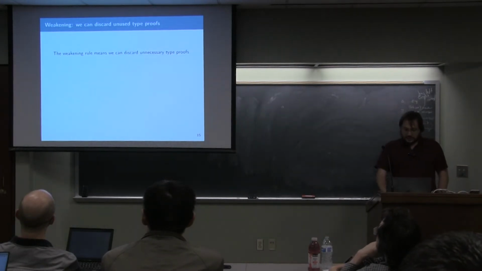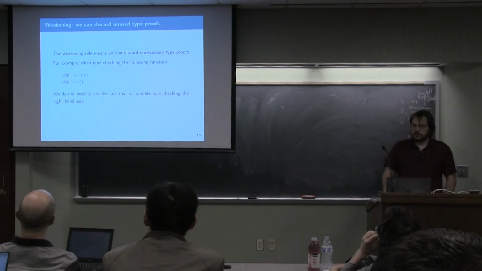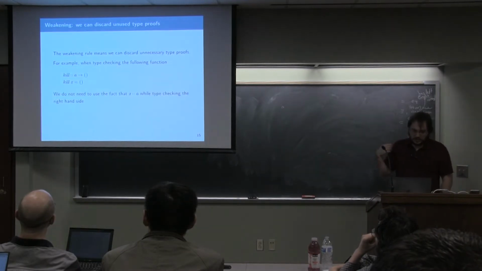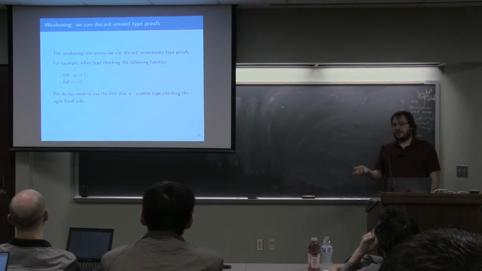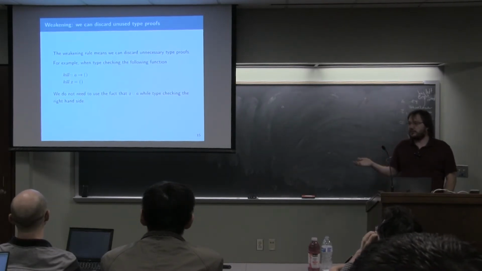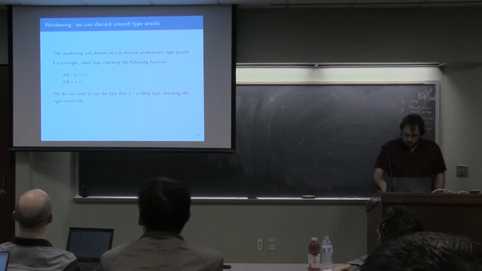And then weakening, the third rule, means that we can discard unnecessary type proofs. So the example here would be the kill function. For kill, we can take in a variable and just return unit. So when we're type checking the value of unit, we don't actually need to know that x is type A. It's a little bit irrelevant, and so we can drop it when we're actually doing the proof.